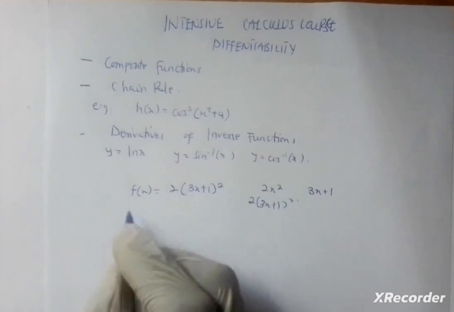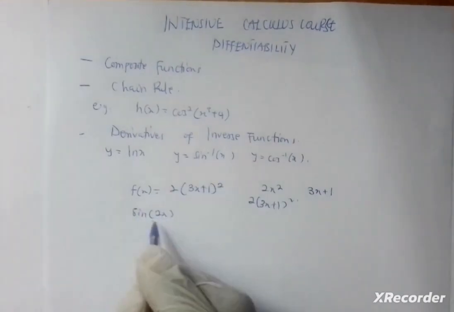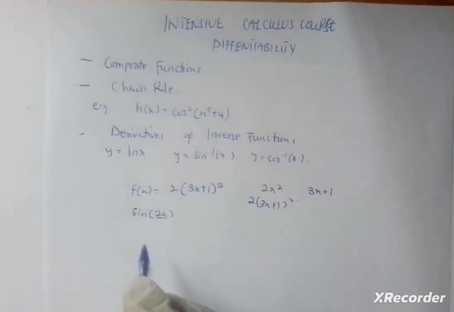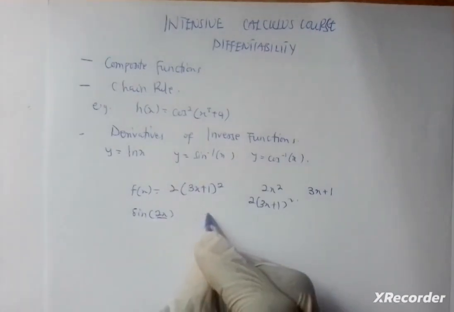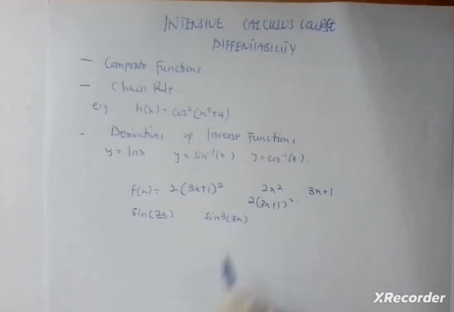Another example, you can have sine of 2x. 2x is a function, a linear function, a monomial. Then when I put it into sine, I get a composite function. I can get sine cubed of 3x. This is a perfect composite function.